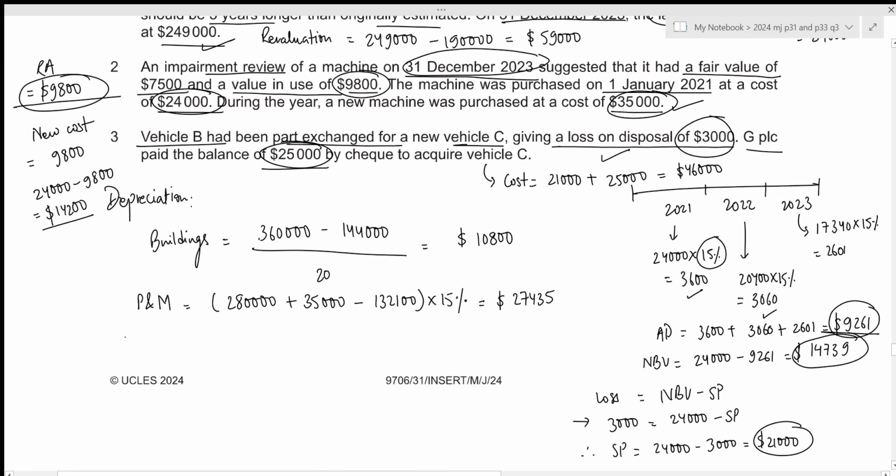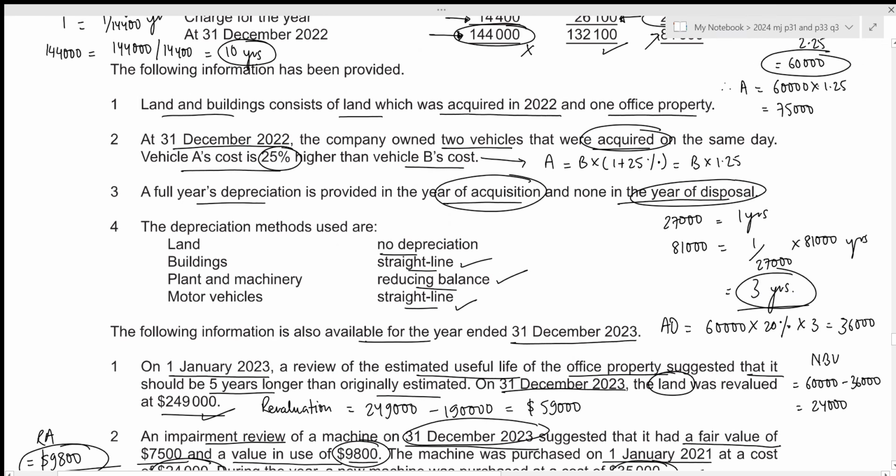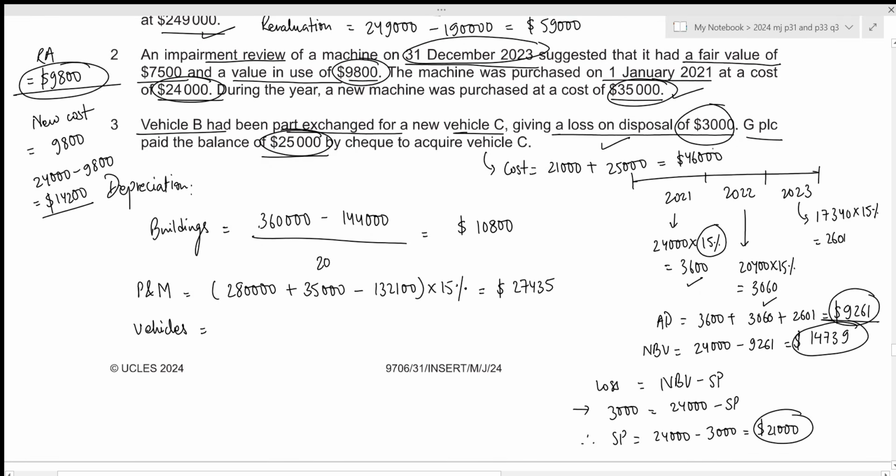Okay, now let's calculate the depreciation on vehicles as well. We no longer need to charge depreciation on vehicle B, so we only need to include the cost of vehicle A, which we calculated here to be 75,000, and the cost of vehicle C is 46,000. So 75,000 plus 46,000 multiplied by the rate of 20%. This results in the depreciation charge for the year to be 24,200. That is all with the given information.